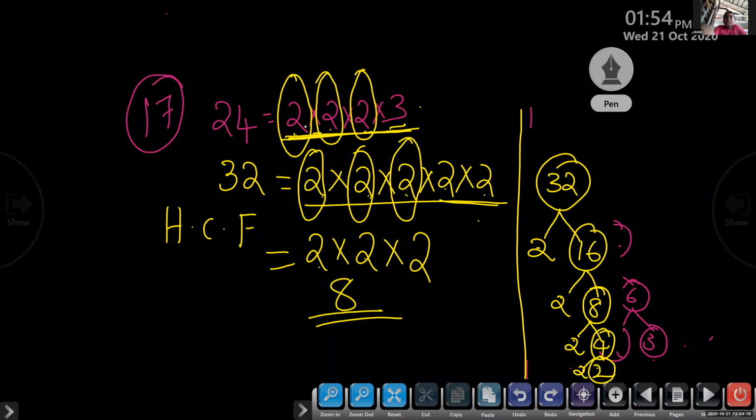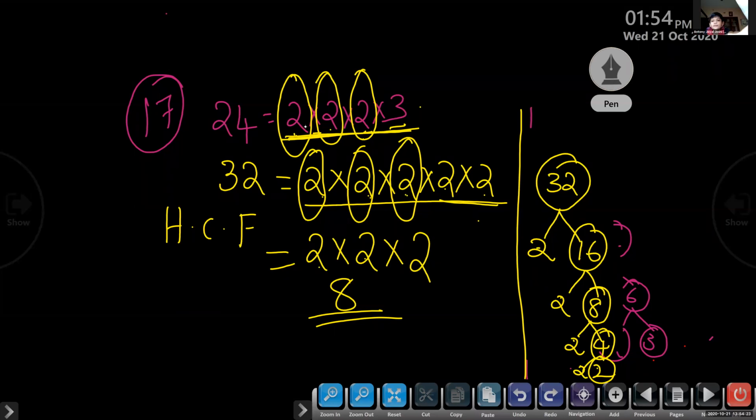Ma'am, 2 into 2 into 2 is 6. 2 into 2, 4. 4 into 2, 8. 2 plus 2 plus 2 is only 6. We are not adding, we are doing multiplication. 2 into 2, 4. 4 into 2, 8.